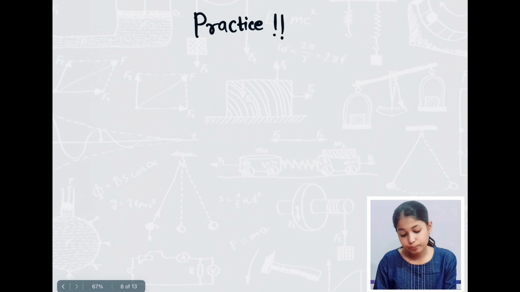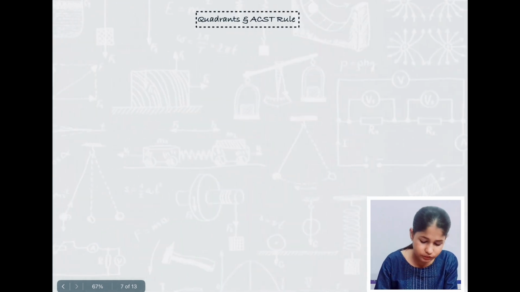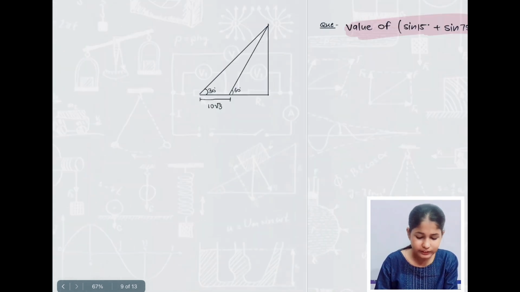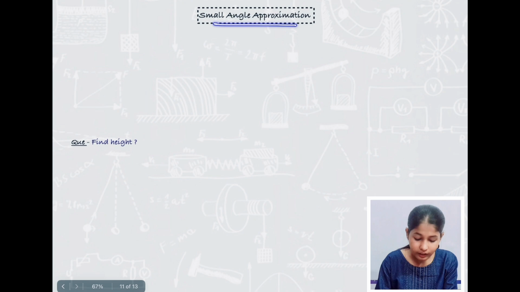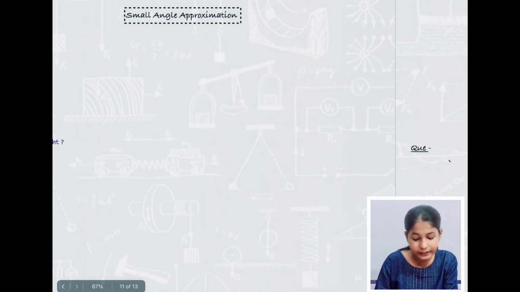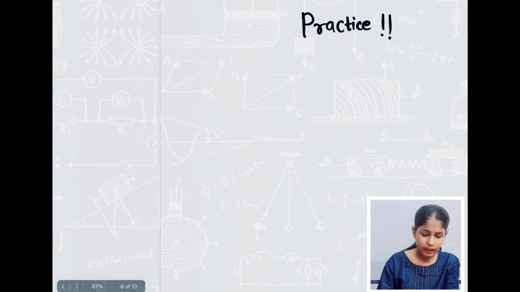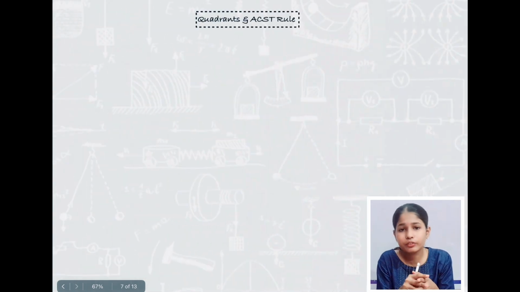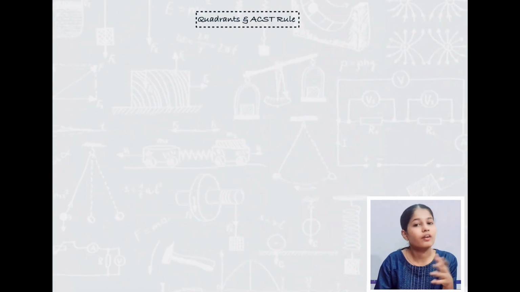Then we are going to practice some of the questions on the basis of quadrants and the ASTC rule. Then some of the questions are given here. Then small angle approximation and, last but not the least, range of function. So I think there are 3 topics remaining now, and after completing these 3 topics, the first part of the video will be complete. Okay, let's start.